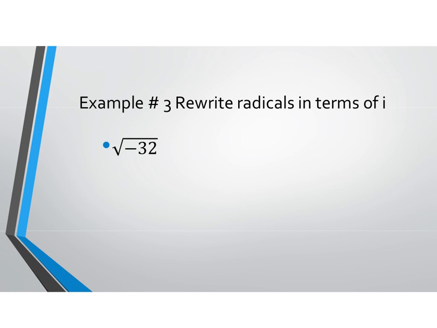Example 3, we're going to rewrite the radical in terms of i. We can tell that this is going to have an imaginary component because it is a square root of a negative number. So we're going to break the square root of -32 into the square root of -1 times 32. It's the same thing, but now that I have the square root of -1, I can rewrite that using i because i equals the square root of -1. So now I have an i outside of the radical. Inside the radical, I still have a 32, but it's now positive because I took out the i.